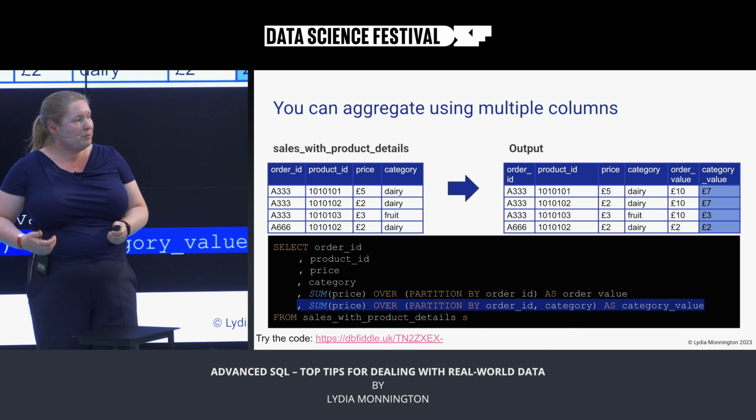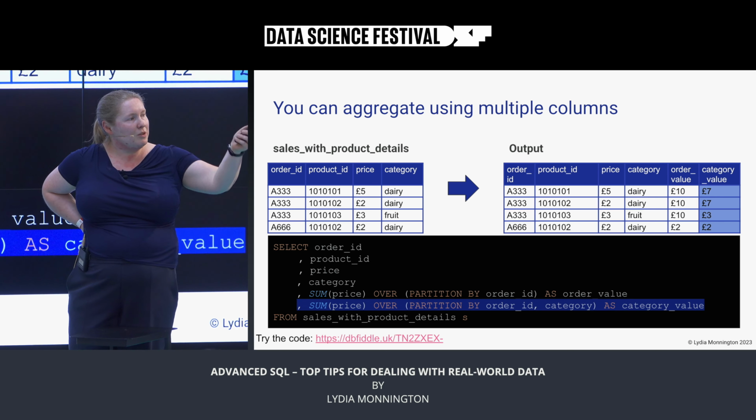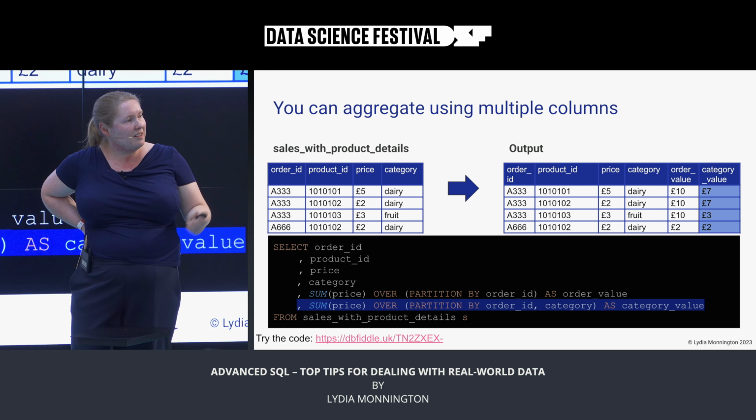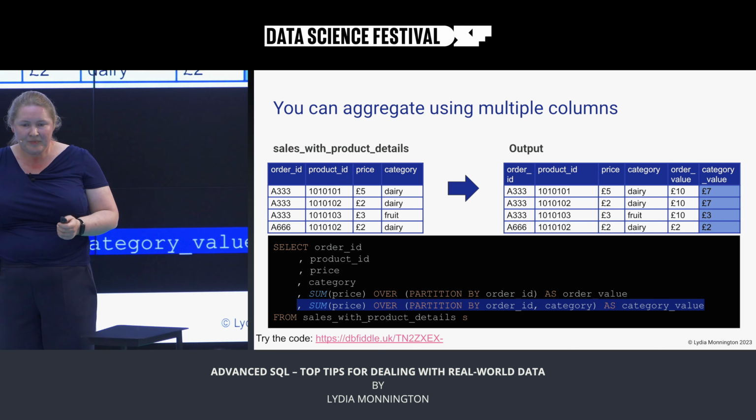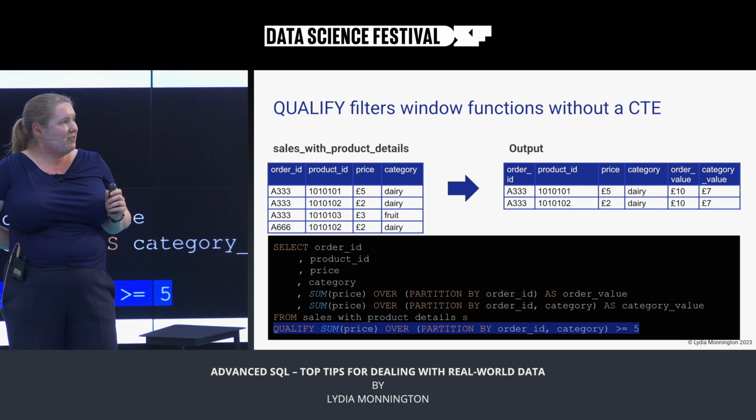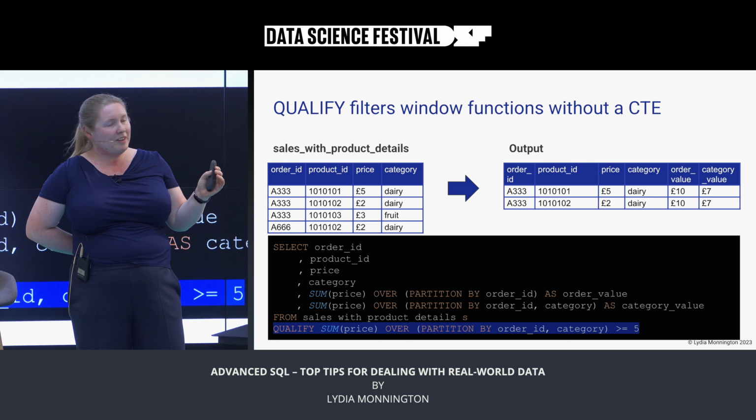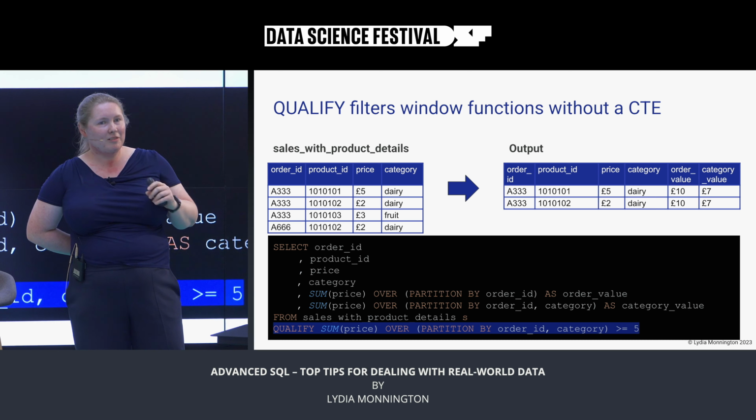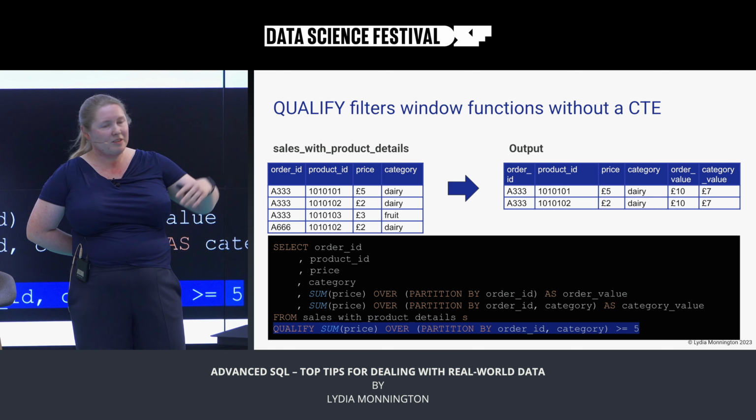And you can also do multiple columns here. Say you wanted to do order ID and category, which means for the first 2 rows we get 5 plus 2 to get 7. The third row is the only fruit for that order, so we get 3. And then the final row remains on its own. And then my favorite feature, which I found out while writing this talk, is qualify. If you know where for normal SQL, and you know having when you've got a group by, qualify gives you this kind of overview when you've done a window function.